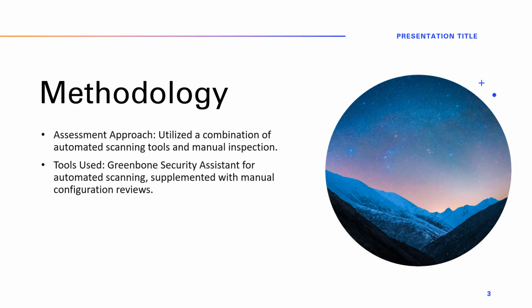The methodology that we chose was Greenbone scanning. It's a security assistant for automated scanning, and then we supplemented with manual configuration reviews, making sure that we were up to date. We also used Nmap scanning as well. The Nmap scanning allowed us, as per the server directions, to find a multitude of different things and then go through those hardening recommendations as per the guide. And we're going to go over that guide together to make sure that everyone fully understands.